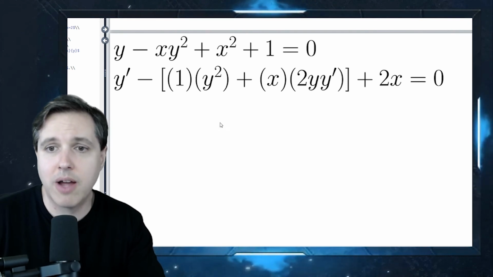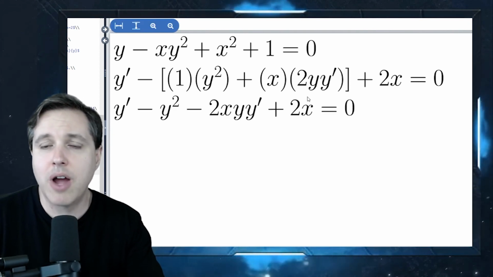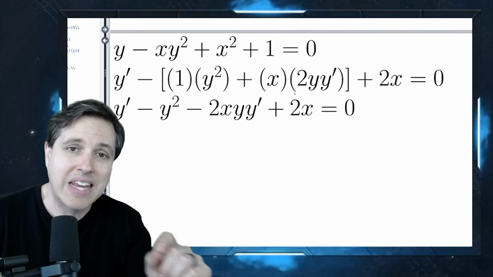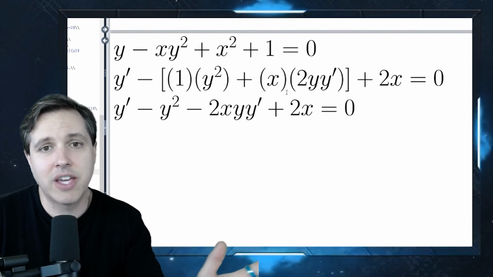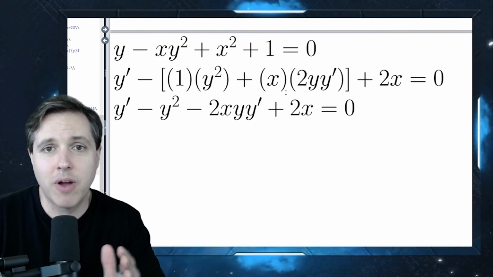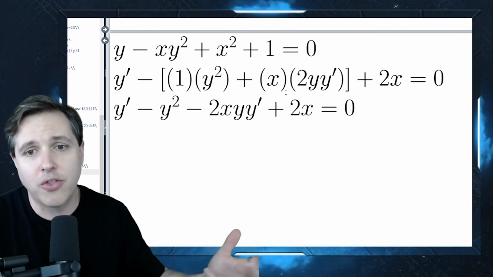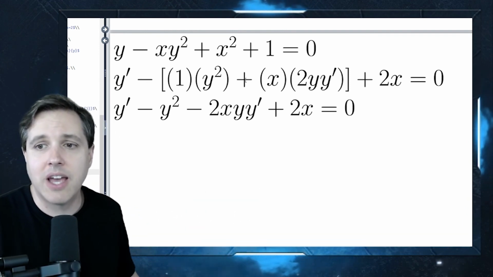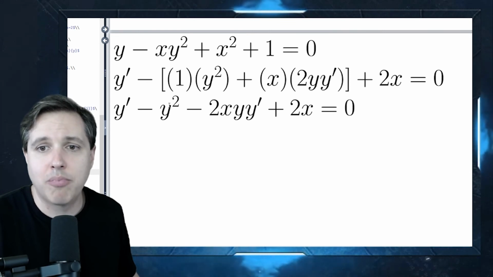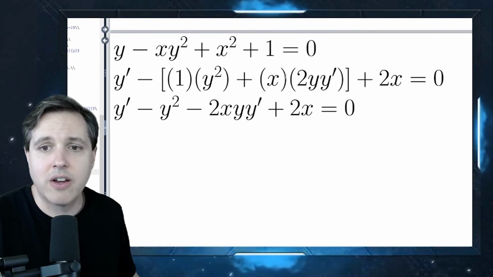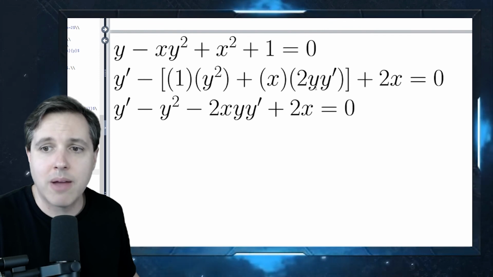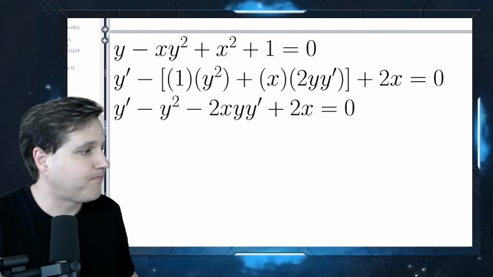We've got our y prime. Notice we have a few terms with y prime. We want to do that by getting those together and getting everything else that doesn't have a y prime away from it. And then we're going to factor out the y prime and divide by whatever is on the y prime. So basically, I've just simplified things here. We've got our y prime minus y squared minus 2xy y prime plus 2x equals 0.